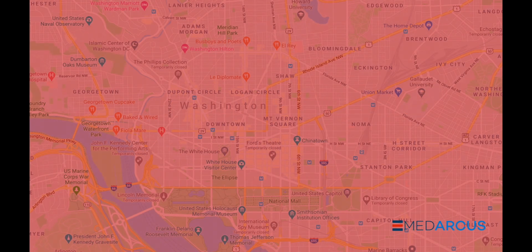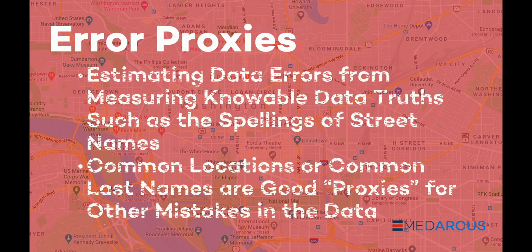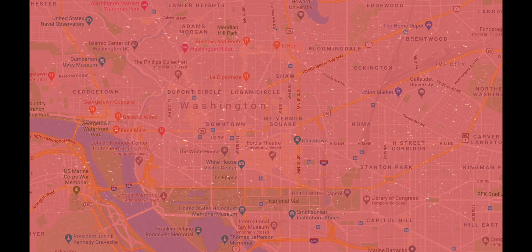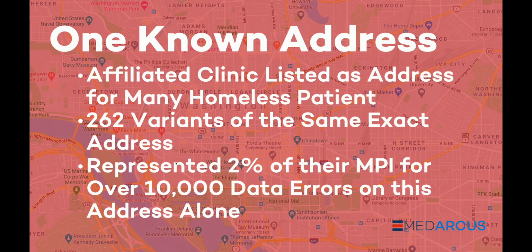One way we could analyze this is looking at error proxies. That is, looking at known addresses to get an estimate of how often they're misspelled, like institutional addresses for the hospital or jail or some clinic that happens to be in the patient's address, for example. And with these error proxies, we can then estimate how many errors we have in the rest of the MPI. One client, for example, we found that they had 262 variants of the same exact location, a clinic affiliated with the hospital. That represented over 10,000 data errors, about 2% of their MPI. That's a huge number that they weren't expecting.